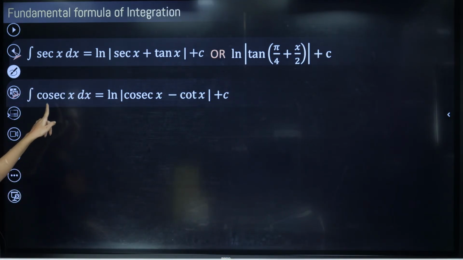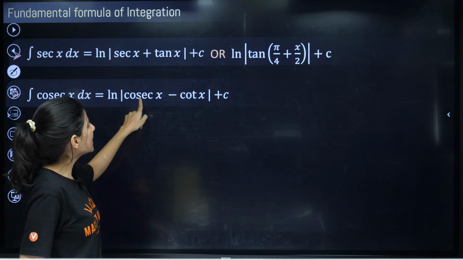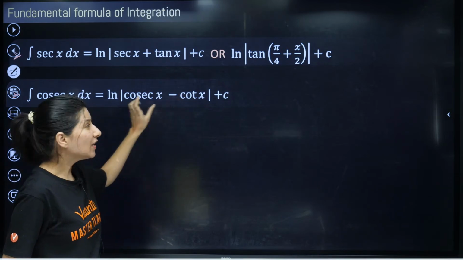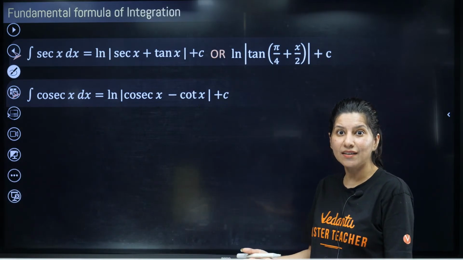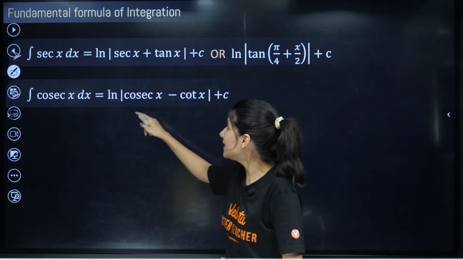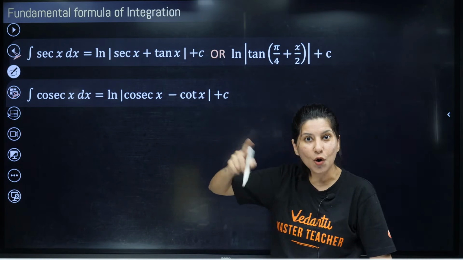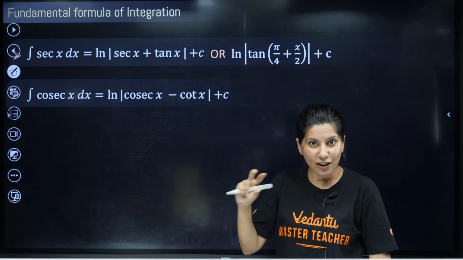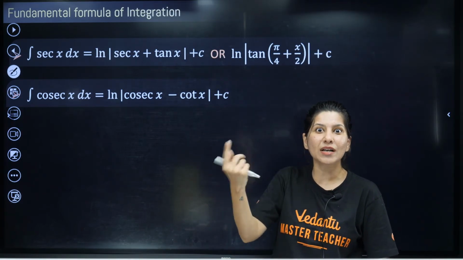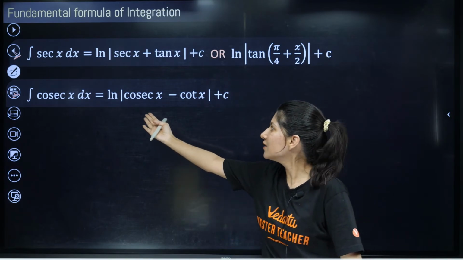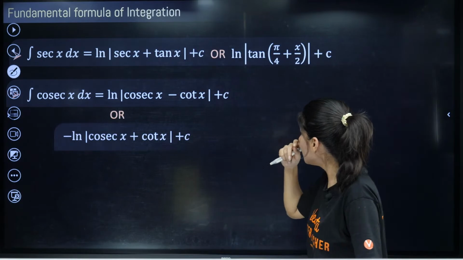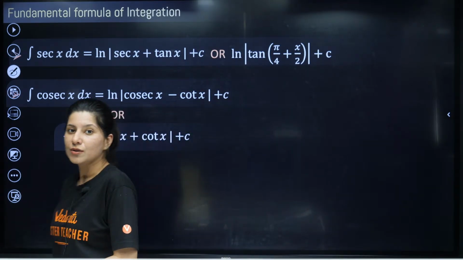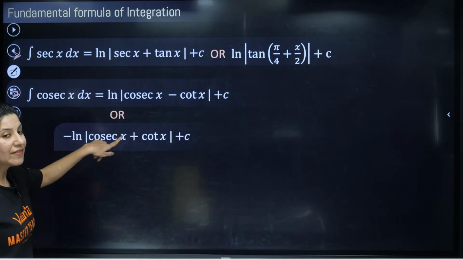Integration of cosec x will be log of cosec x minus cot x. So, in this case, what will you multiply and divide in the very first step to integrate it? You will multiply and divide by this factor, which is cosec minus cot, and then put the denominator equal to t, so that the numerator will become dt. So, this is log of mod of cosec minus cot.